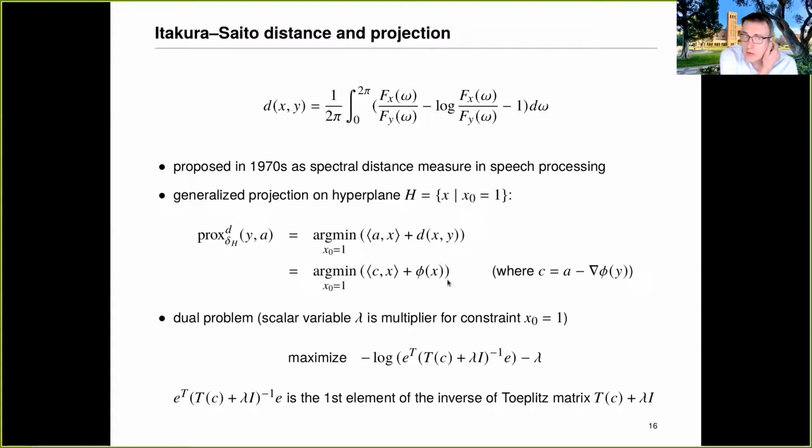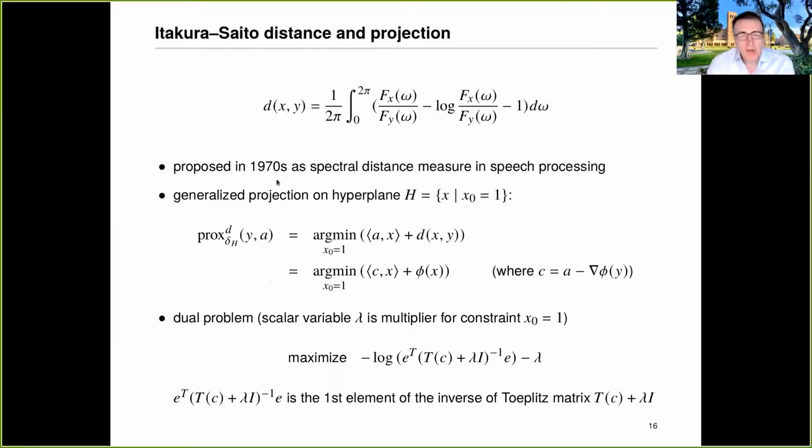Finally, the kernel or the distance itself is known as the Itakura-Saito distance. So it would be defined like this, if you use the definition of the Bregman generalized distance. It's been known, at least since the 1970s, as a spectral distance measure to compare power spectra in speech processing.